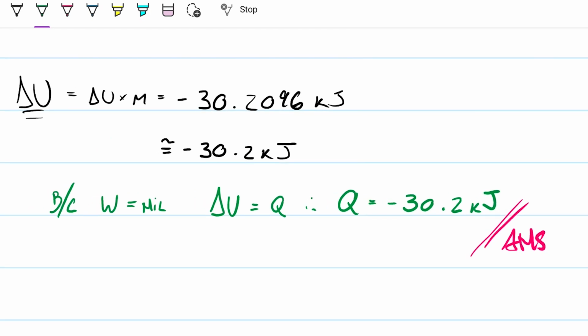But the matter of fact is that as we're going from 90 degrees Celsius down to negative 10 degrees Celsius, we have heat being released from our system, from our water, and the amount of heat being released is 30.2 kilojoules, given that there's no change in volume in the system.